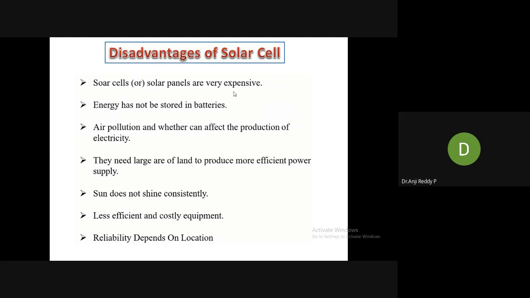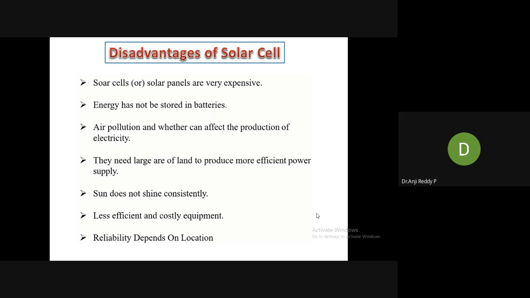Second point, the energy has to be stored in batteries. In the old days, whatever energy we got from solar cells we couldn't store in batteries. But now we can store it. The problem is that whatever energy we can get by using solar cells, we don't have batteries efficient enough to store that large amount of energy.